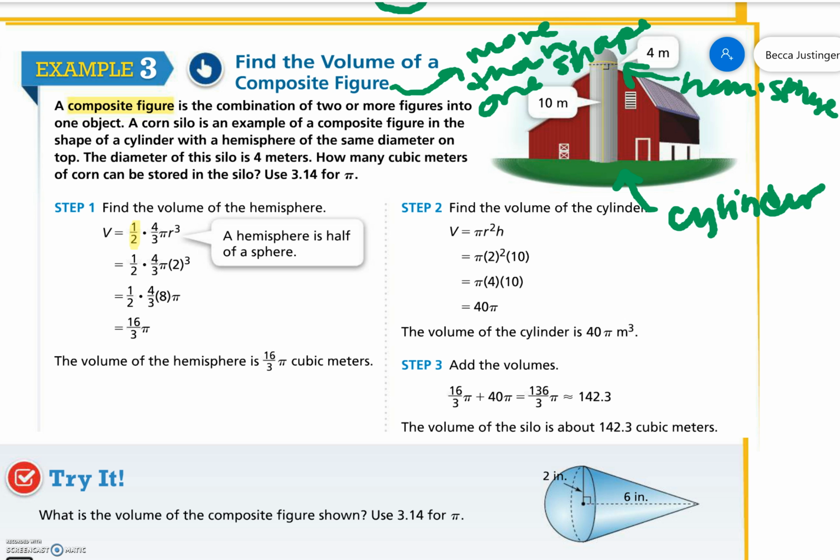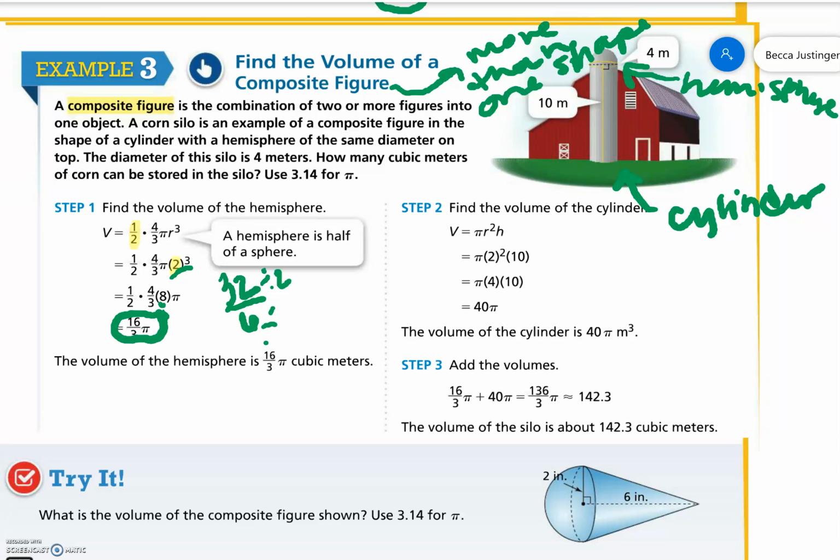So we do 1/2 times 4/3, plug in our radius of 2, and do the exponent first. 2 to the 3rd power is equal to 8. Put that 8 over 1, 4 times 8, and 2 times 3. 4 times 8 is 32, and 2 times 3 is 6, which can both be reduced by 2 to give us this nice 16 over 3 pi. So the volume of the hemisphere is 16 over 3 pi cubic meters.